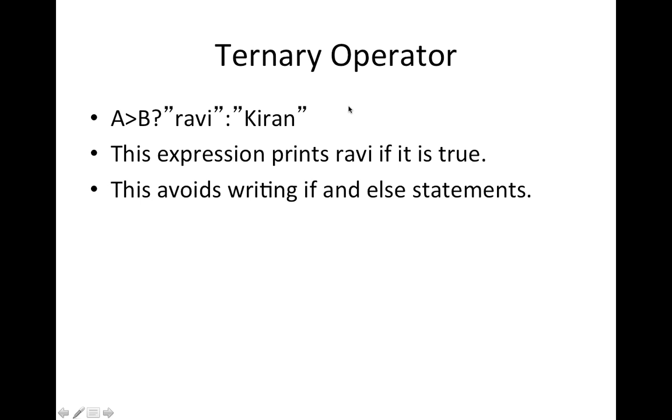Relational operators: A greater than B, A less than B, all this. Ternary operator. Somebody was asking me about the ternary operator, right? So A greater than B, Ravi, else this. This is just a ternary operator, another representation of if and else. It's like a complicated expression that we put together.